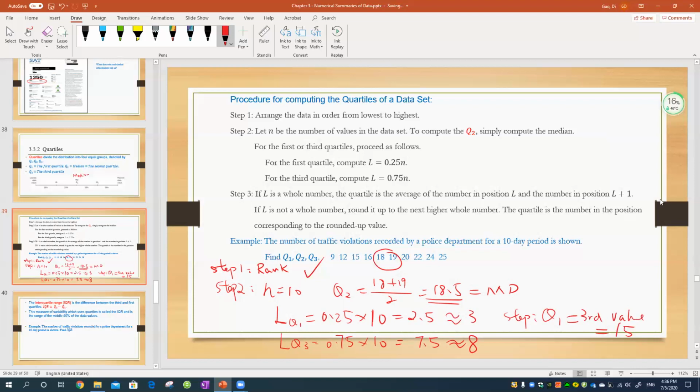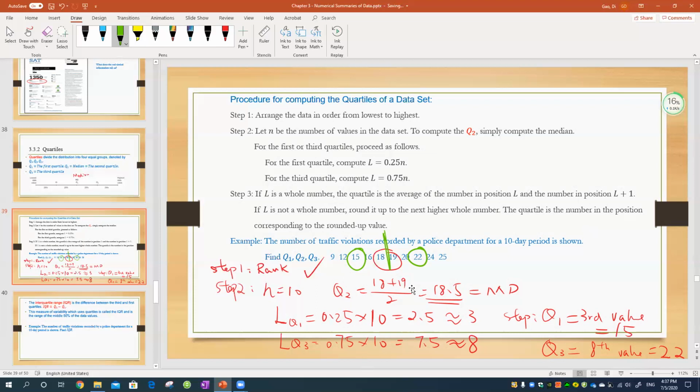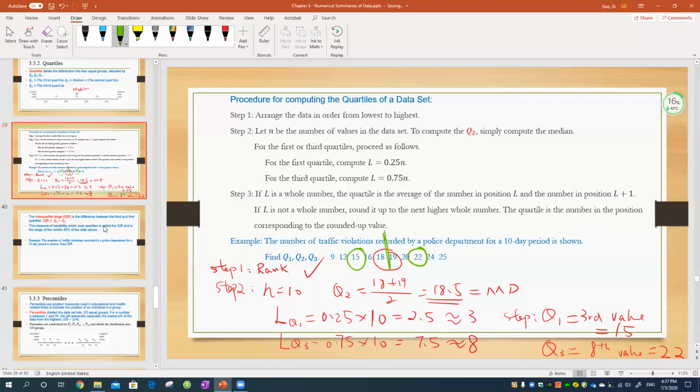And then Q3 equals the 8th value, which is 22. So let's circle Q1, Q3, and then Q2, because Q2 is right in the middle of 18 and 19. So now we have finished this practice problem.